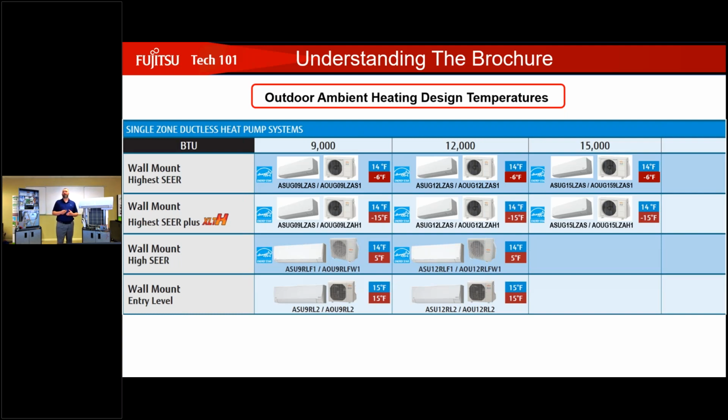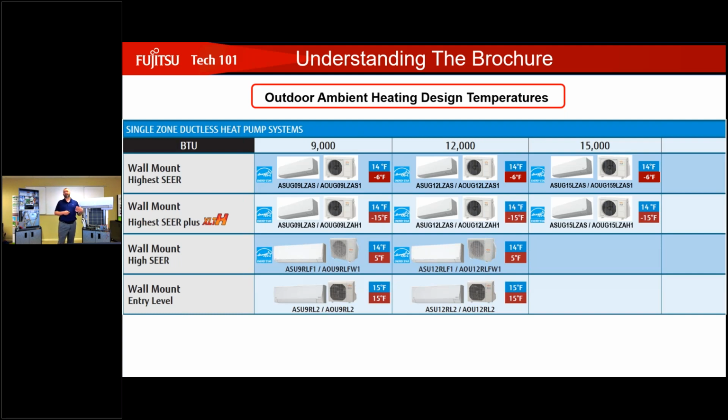We have our good, better, best here. Entry level wall mount, that RL2 at the bottom in 9 and 12,000 BTUs. That is a 115 volt system. We can provide heating down to 15 degrees and cooling down to 15 degrees. However, on the heating side, that's not going to shut off at 15 degrees. We're still going to be able to provide heat.